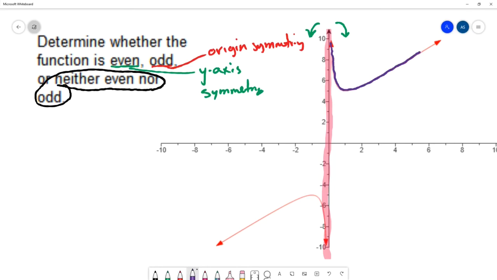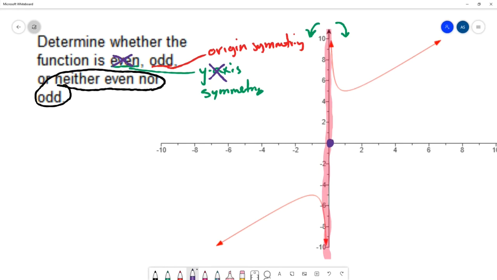You have this piece that's up here. If you were to fold along the y-axis, you would need a piece of the graph on the other side as well. And we don't have that. So this particular graph does not have y-axis symmetry, which means that it is not an even function. Then we want to look at origin symmetry. Now the origin is this point here where the x-axis and the y-axis cross each other.